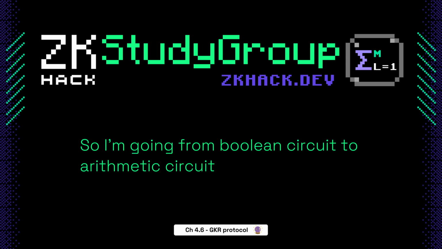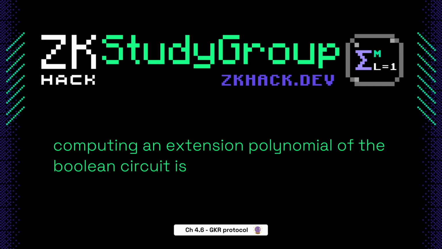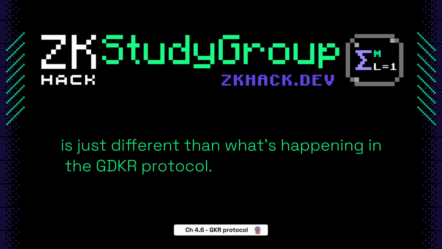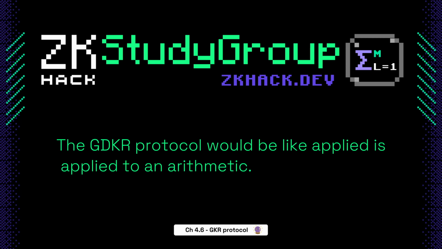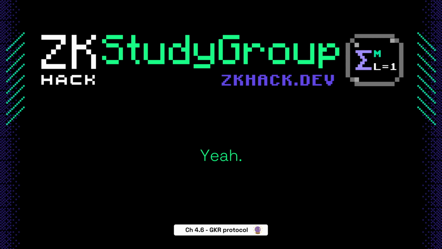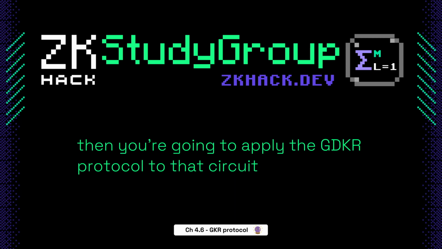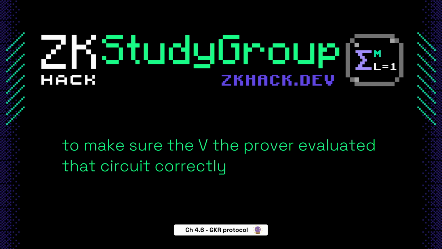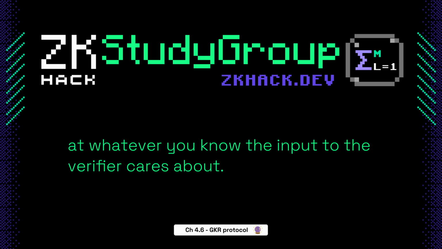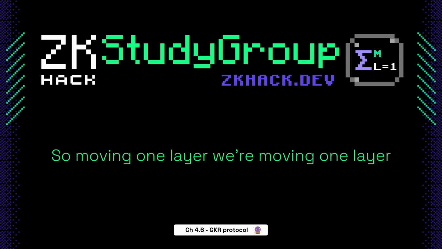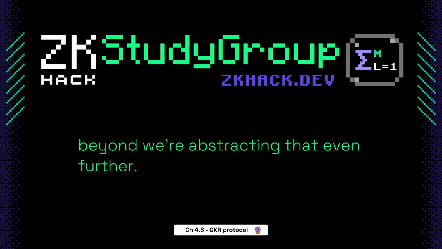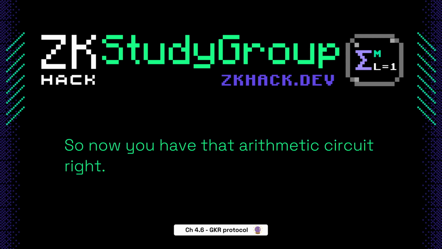So going from a Boolean circuit to an arithmetic circuit, computing an extension polynomial of the Boolean circuit, is just different than what's happening in the GKR protocol. The GKR protocol would be applied to an arithmetic circuit. Maybe that arithmetic circuit came from taking a Boolean circuit and turning it into an arithmetic one. But then you're going to apply the GKR protocol to that circuit to make sure that the prover evaluated that circuit correctly at whatever the input the verifier cares about. Only one layer. We're moving one layer beyond. We're abstracting that even further. Yes. So now you have that arithmetic circuit, right?